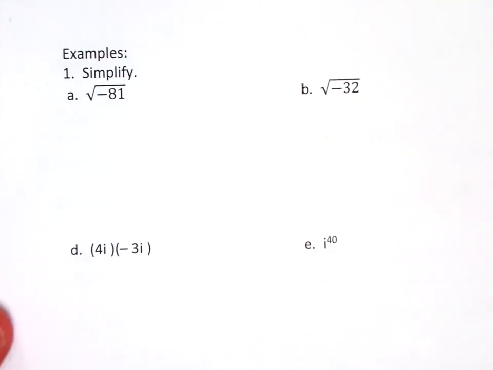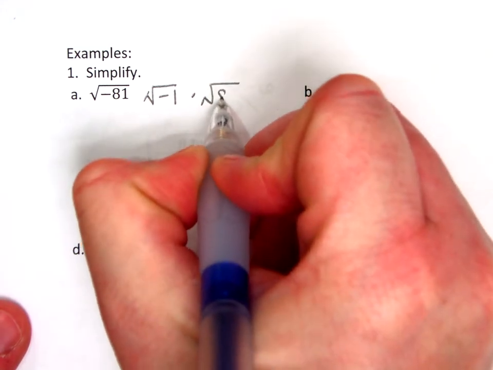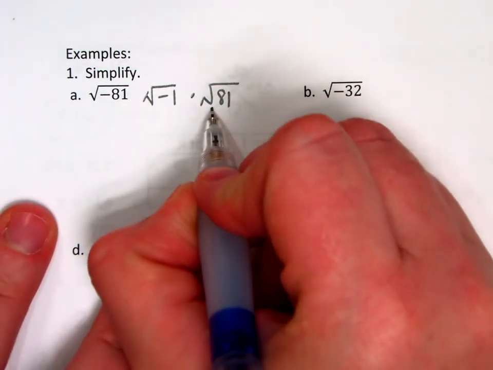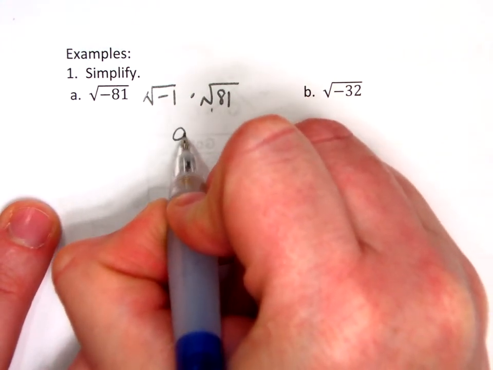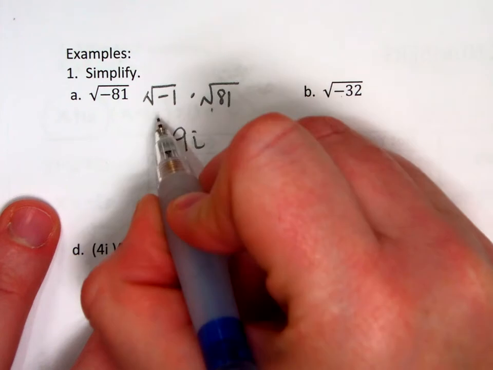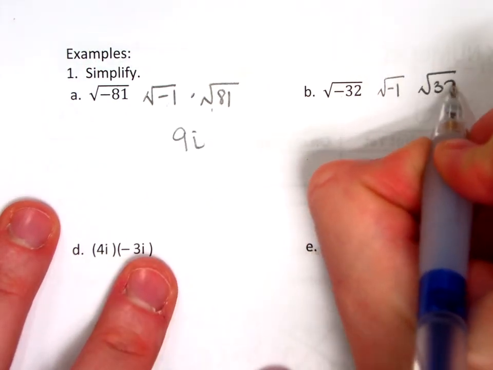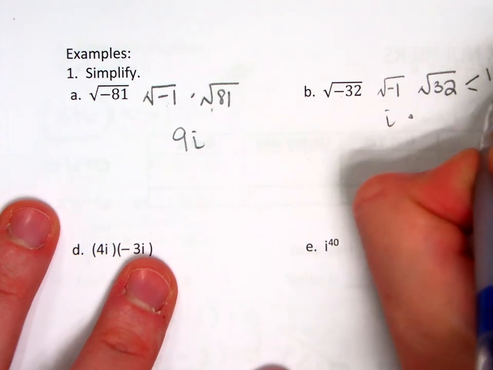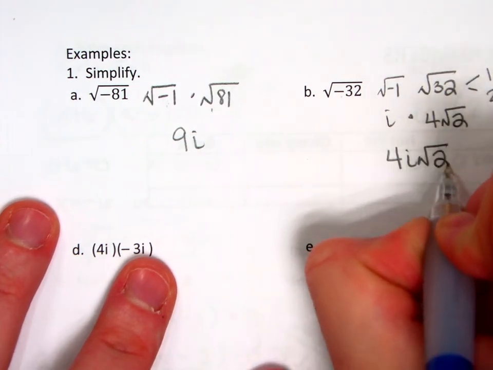So let's go here. The square root of negative 81 is really the square root of negative 1 times the square root of 81. It's the positive root, but you only use plus or minus when you add it. If we don't add it, it's just going to be the positive. So this would be 9i. Next, because i is the square root of negative 1, we have the square root of negative 1 times the square root of 32. This is i times the square root of 16 times 2, which is 4 square roots of 2. So you get 4i square root 2.